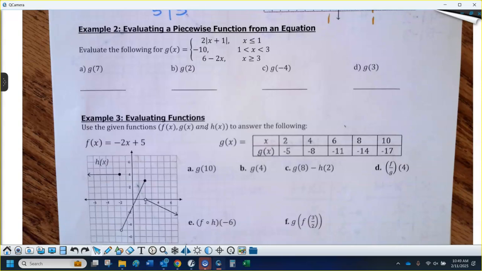Do you plug it into one where it's like less than or whatever, and if it's true, then... You're on the right track.